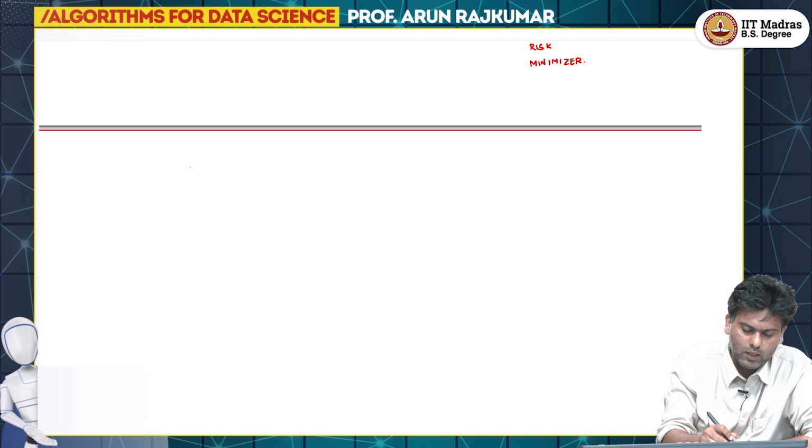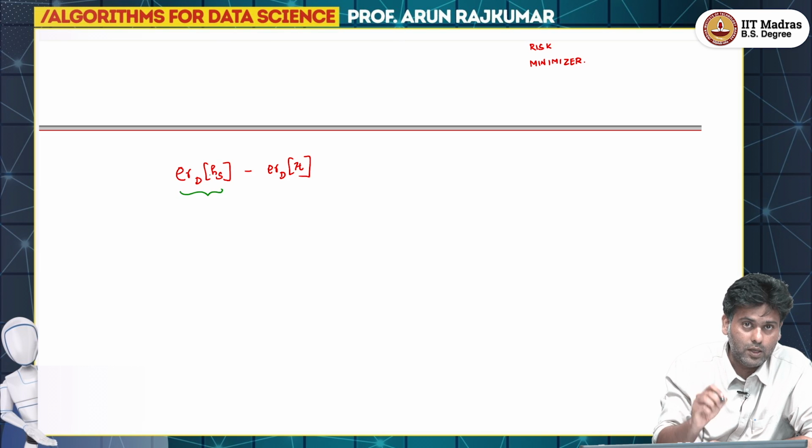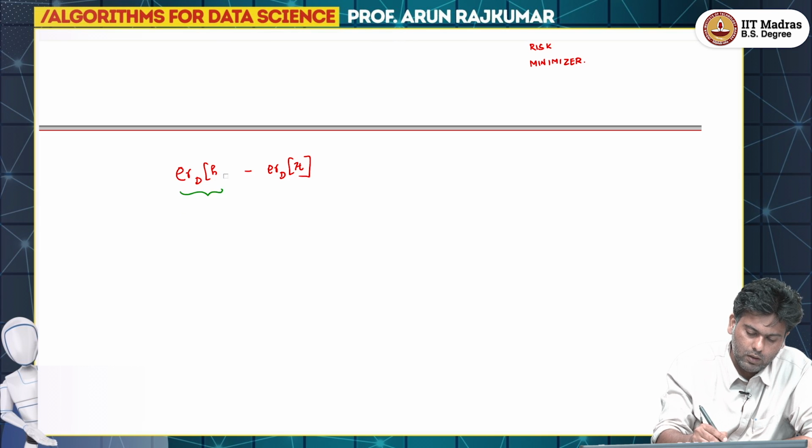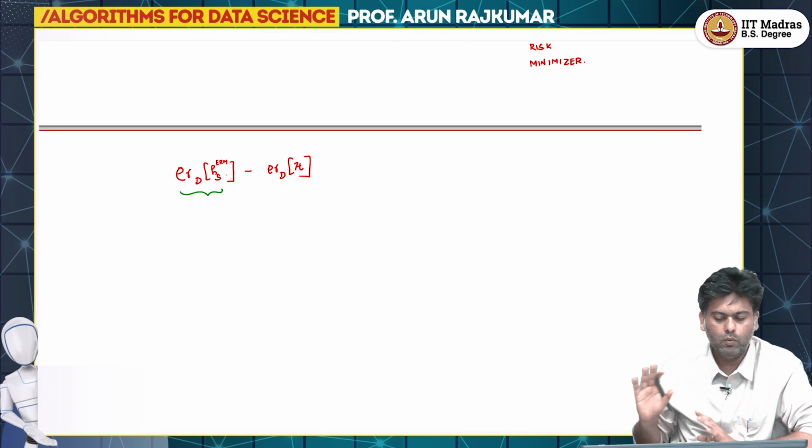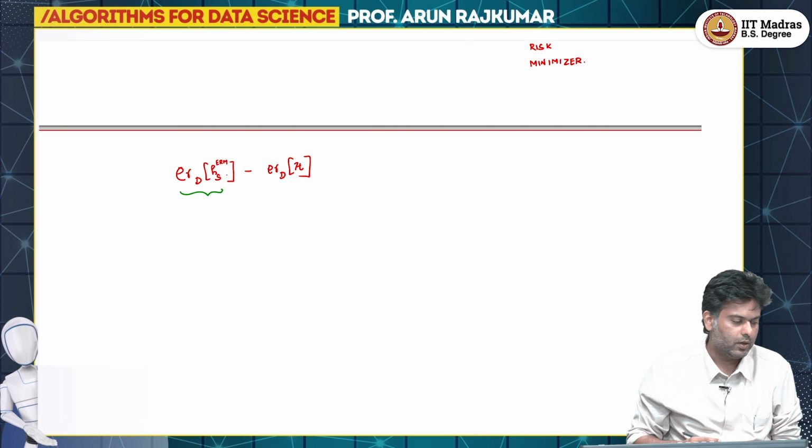We want to study the following quantity: RD of HS minus RD of H, where HS of course is the ERM, that is important. In fact, let me write this as HS ERM, so that we know that we are talking about ERM here.